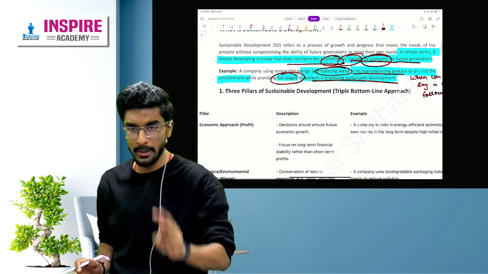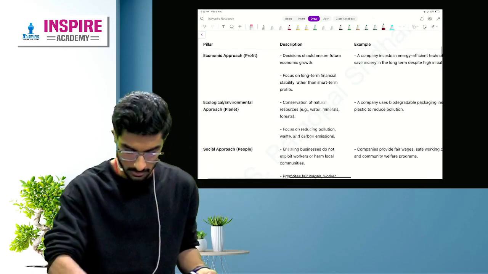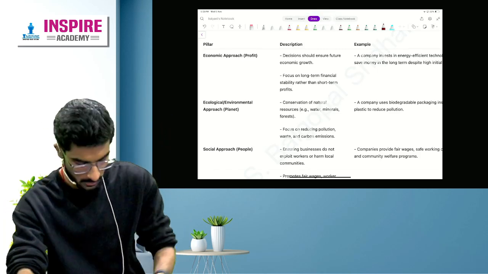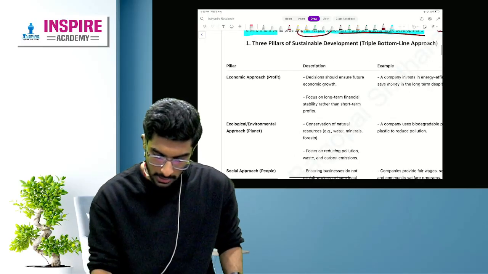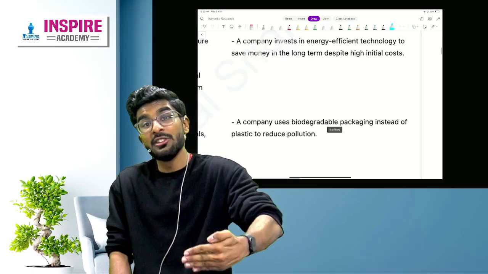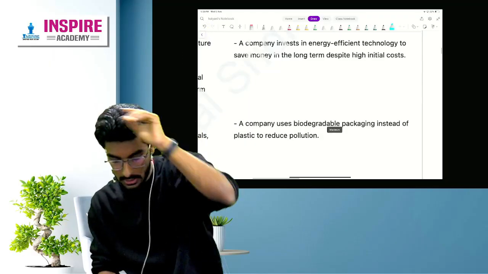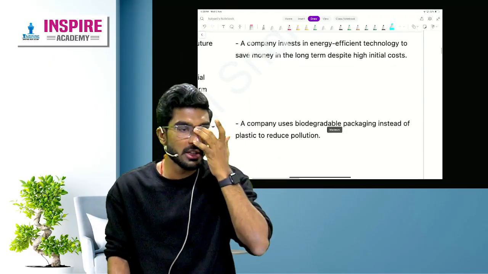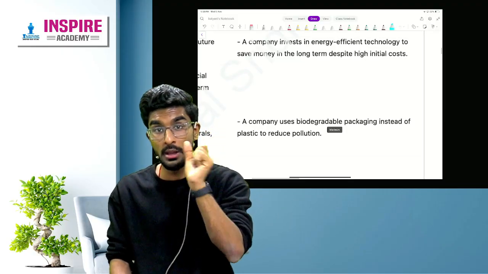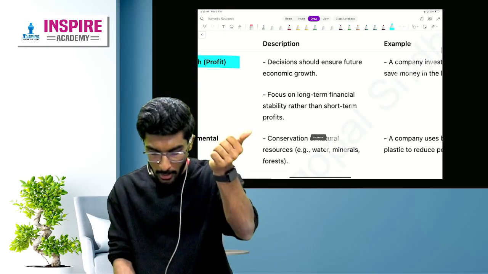Okay. Now, people, there are 3 pillars of sustainable development. Let's understand those 3 pillars. So, number 1 is, people, economic approach. What is the meaning of this? A company invests in energy efficient technology to save money in the long term despite high initial cost. That means what? If I purchase an EV right now, it's going to be very expensive for me. But in the long run, it's going to be very cost effective for me compared to petrol. So decisions should ensure future economic growth.